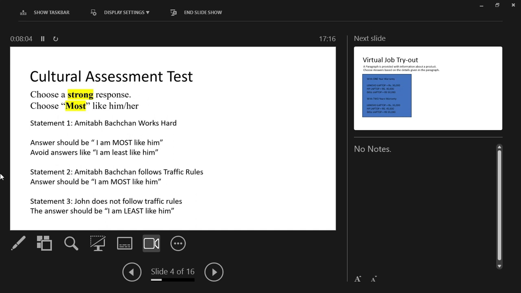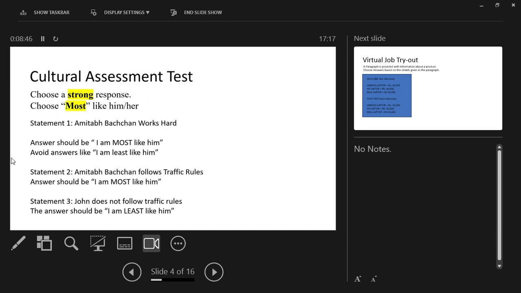Some examples here: Amitabh Bachchan works hard. The statement 1, if you see here, is Amitabh Bachchan works hard. The answer you should give here is I am most like him. You will have to choose how you compare to the quality of Amitabh Bachchan. If I am taking the test, I would relate myself as a hard worker just like Amitabh Bachchan, and I would choose the option saying I am most like him.